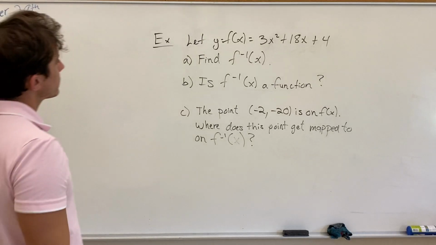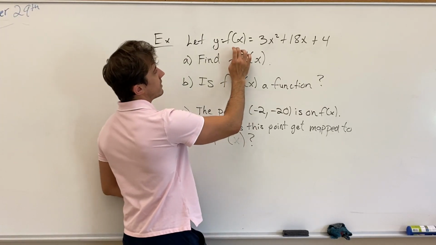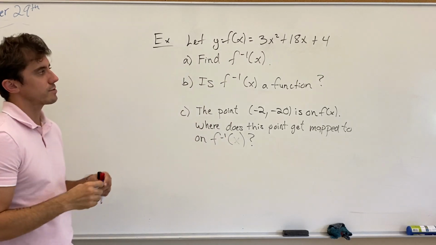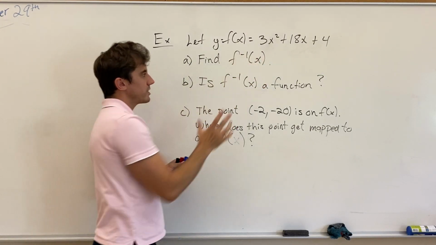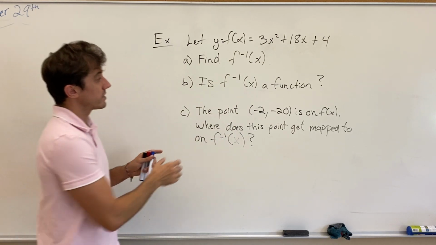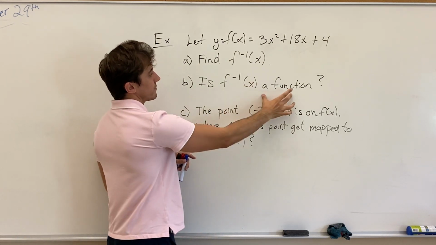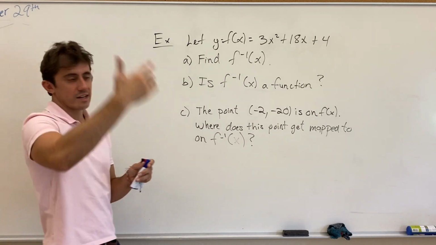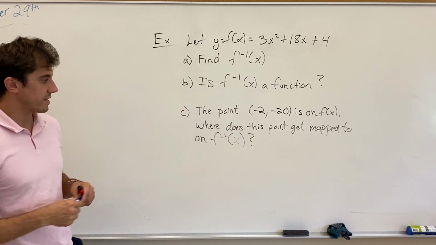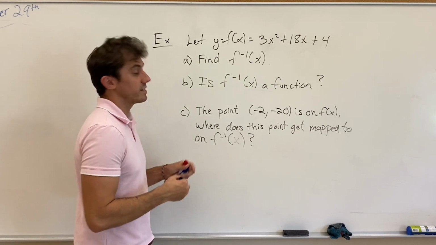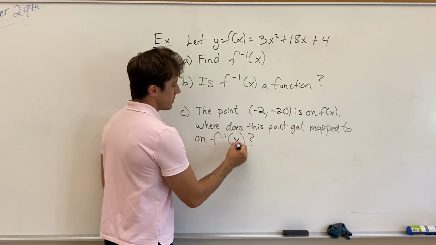Good afternoon, everyone. Today we're going to do an example where we look at a function f of x being 3x squared plus 18x plus 4, a regular old quadratic function, and we're going to look to find the inverse relation, f inverse of x. We're going to decide whether or not this inverse relation is in fact a function, looking at the vertical line test, and then we're going to look at a point on the original curve f of x and its image point on the inverse relation.